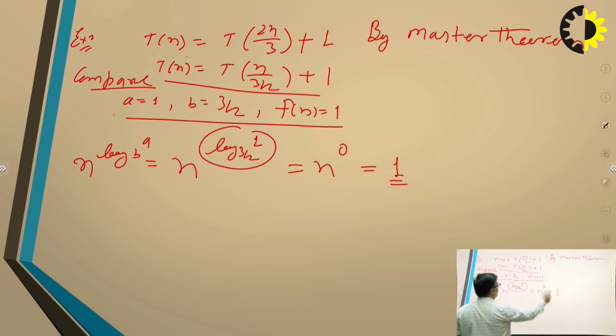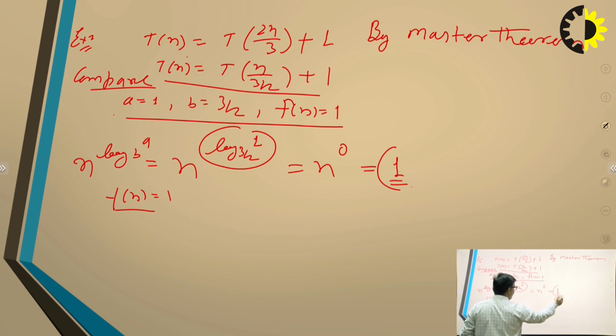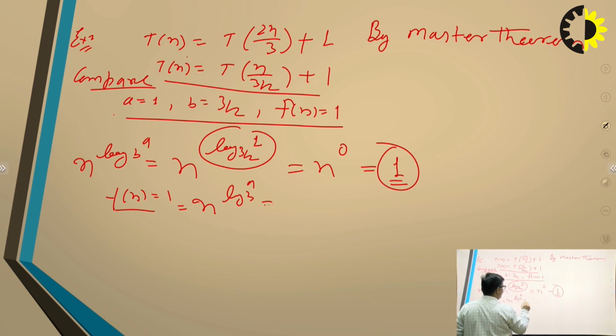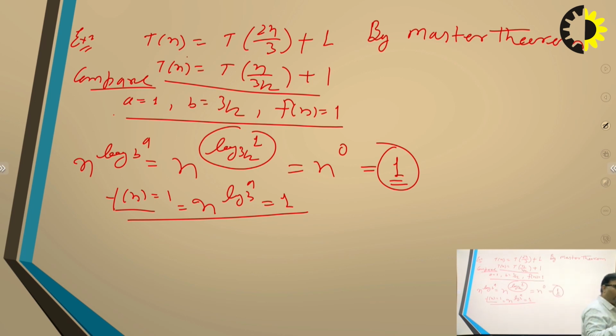And compare: Fn is equal to 1, and here n to the power log a base b is equal to 1, means no need to use a minus epsilon or a plus epsilon. So here it's neutral. In the case we solved, 1 is coming here and 1 is coming in Fn also, which means we do not have to add epsilon or subtract epsilon. So which case applies here? Case 2.